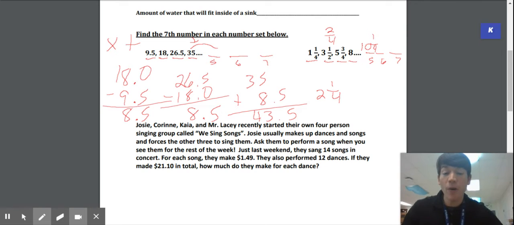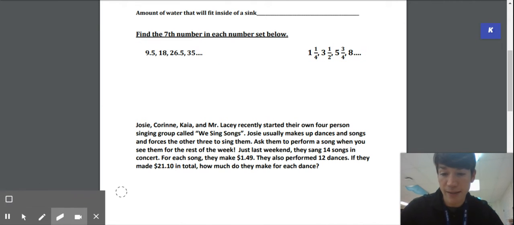So think about when you see a problem like this, what is it asking you? Well, the seventh number is what it's asking for, and then think about whether we're increasing or decreasing, and we can work from there. Awesome. So let's head to our last section here.